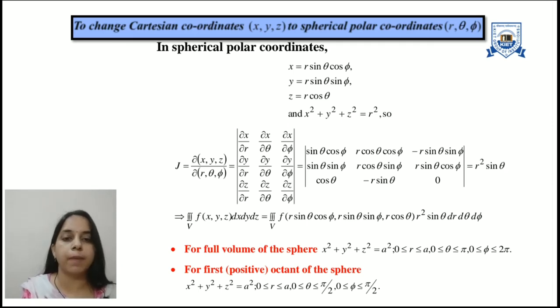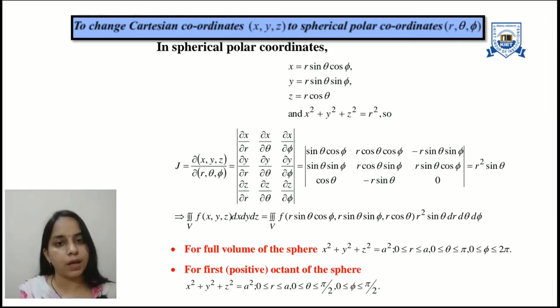So, the triple integration of f(x,y,z) dx dy dz equals the triple integration of f(r sin theta cos phi, r sin theta sin phi, r cos theta) times r square sin theta dr d theta d phi. When we take integration for the full volume of the sphere, x square plus y square plus z square equals a square, we have limits for r as 0 to a, for theta as 0 to pi and for phi as 0 to 2 pi.